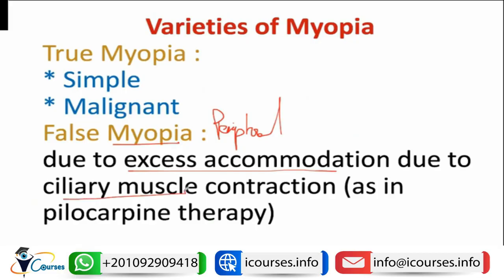So the ciliary muscle is the one responsible for increasing the power of the lens, or accommodation. So if we have excess accommodation due to ciliary muscle spasm, this will lead to increasing the refractive power of the eye, leading to myopic shift. So this can occur as in case of pilocarpine therapy. Patients who take pilocarpine, which is a miotic used for the treatment of angle closure glaucoma, can develop ciliary muscle spasm. And this ciliary muscle spasm will lead to myopia.